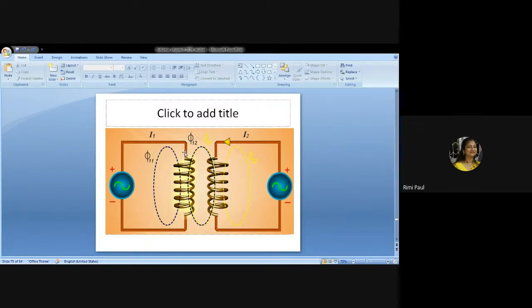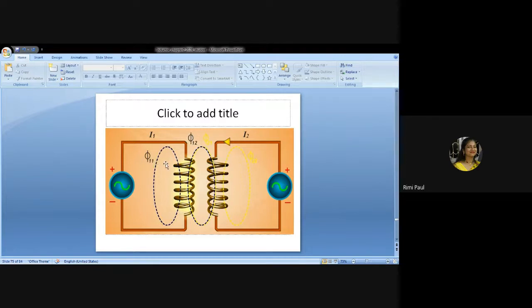Another coil is placed near this coil. Due to the small distance, some amount of the flux produced by the current flowing through this path is connected to this coil, and this is phi 12. Now phi 12 is equal to K phi 11.